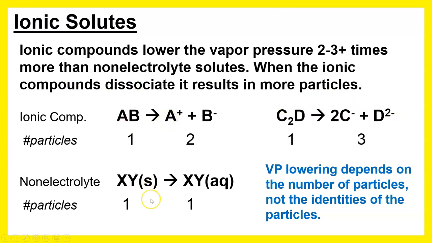Some things don't dissolve, do they? Sometimes they're called non-electrolytes. They don't dissociate into different particles. So you start with one and you end with one. So if you want to make a prediction about which substance you could add to lower the vapor pressure the most, look to see which thing dissociates into the most number of particles.